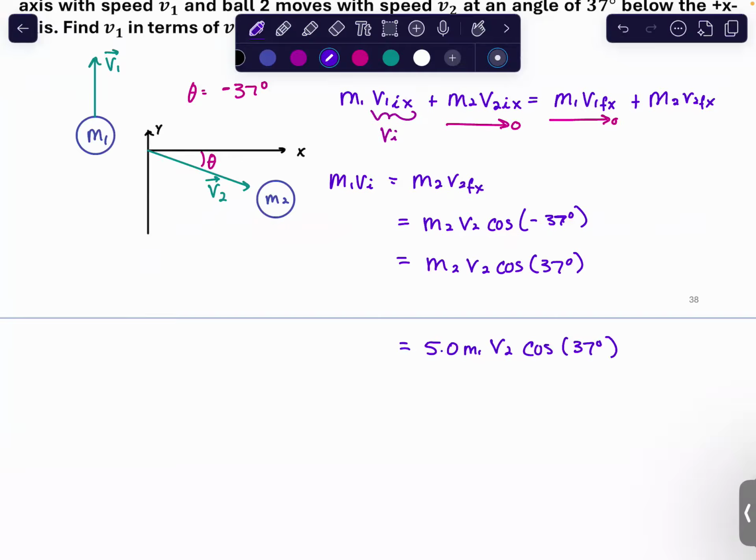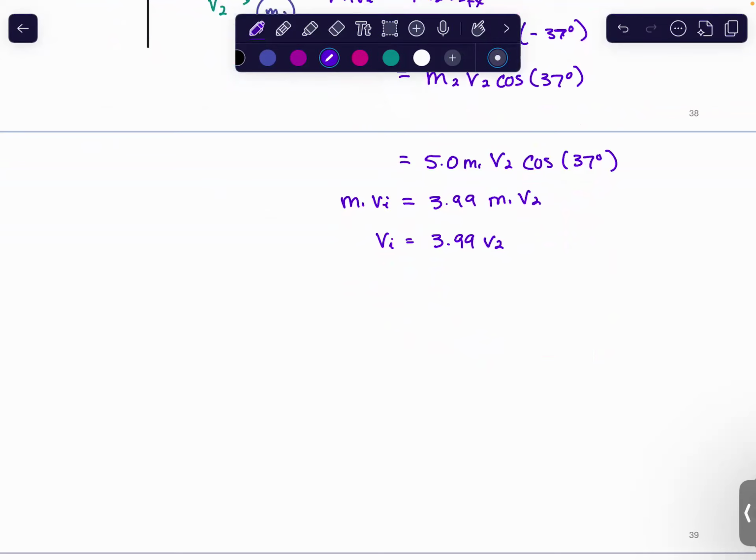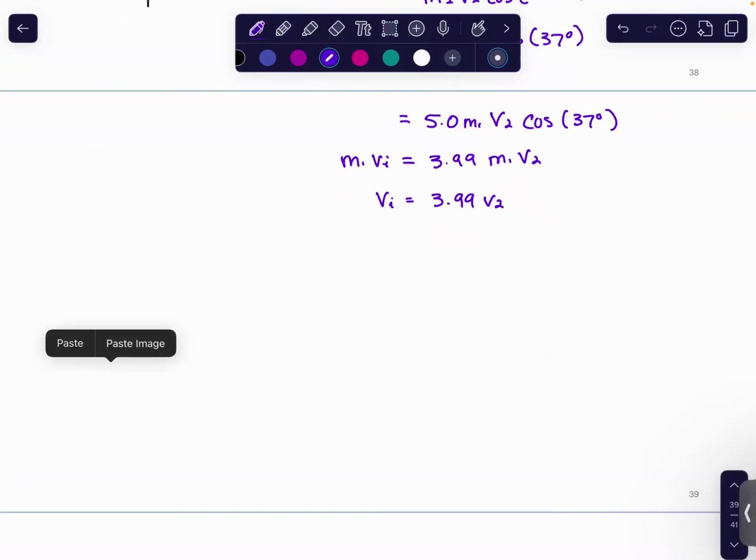Now take the cosine of 37, multiply it by 5. And this is going to give me, so m1 v initial equals 3.99 m1 v2, divide through by m1. Okay, so we can start working with this. We don't know what v2 is, but let's now work in the y direction.